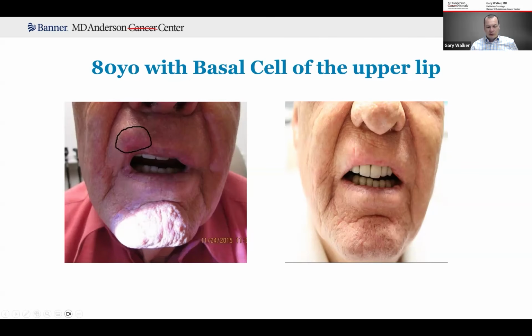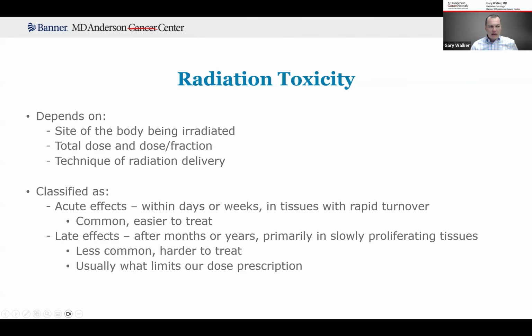And so this patient was referred to me to consider radiation therapy. We delivered 6.5 weeks of radiation with daily treatment. The patient had a great response and was able to continue with great cosmetic outcome, was able to continue to eat and drink normally. So what are the side effects of treatment?